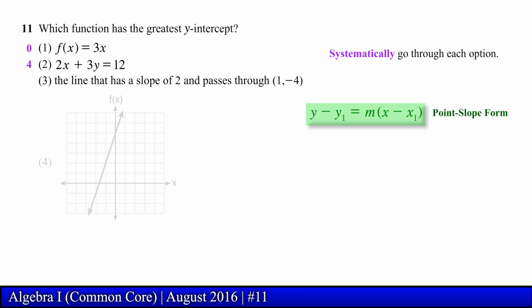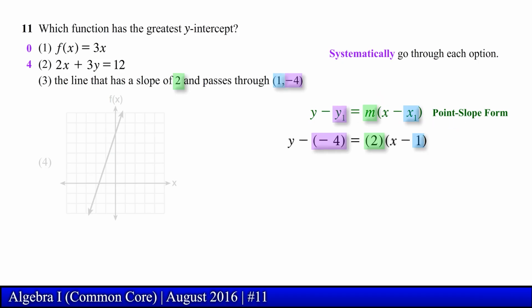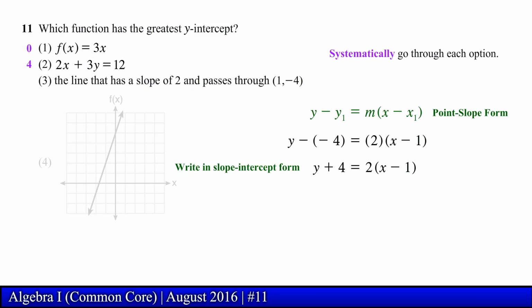The point-slope form has the following form: y minus y sub 1 equals m times the quantity x minus x sub 1, where m represents the slope and x sub 1 and y sub 1 represent the point's x and y coordinates, respectively. Substituting the value for the slope for m and the point's coordinates for x sub 1 and y sub 1, we obtain the following. Next, we need to solve for y and rewrite the equation in slope-intercept form.